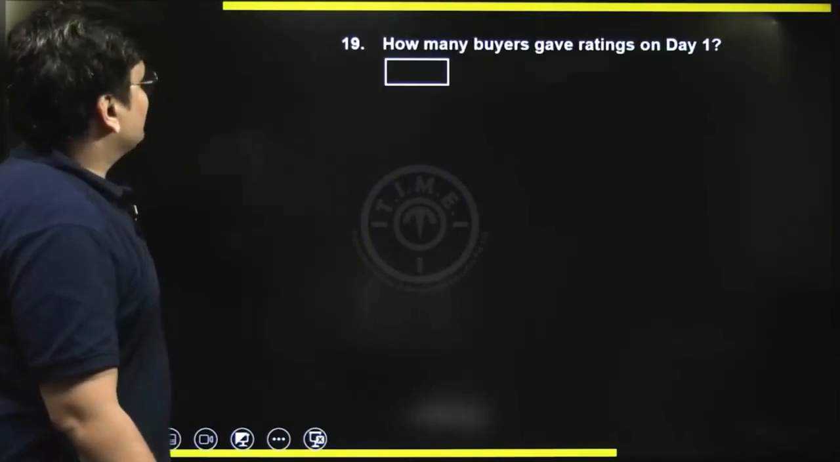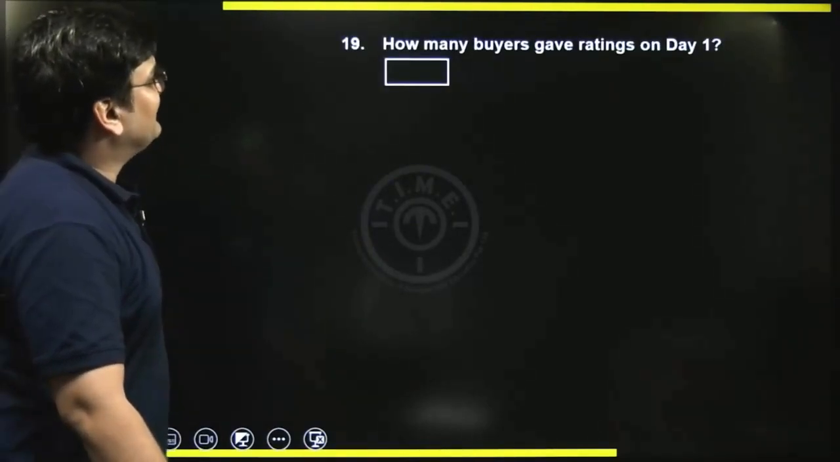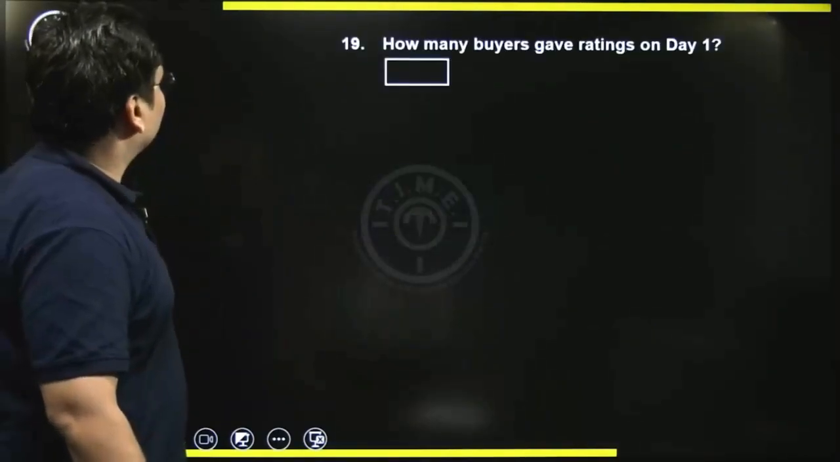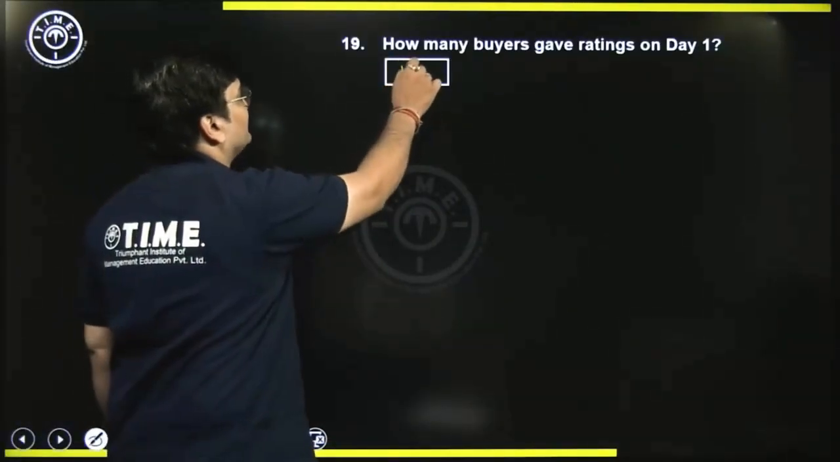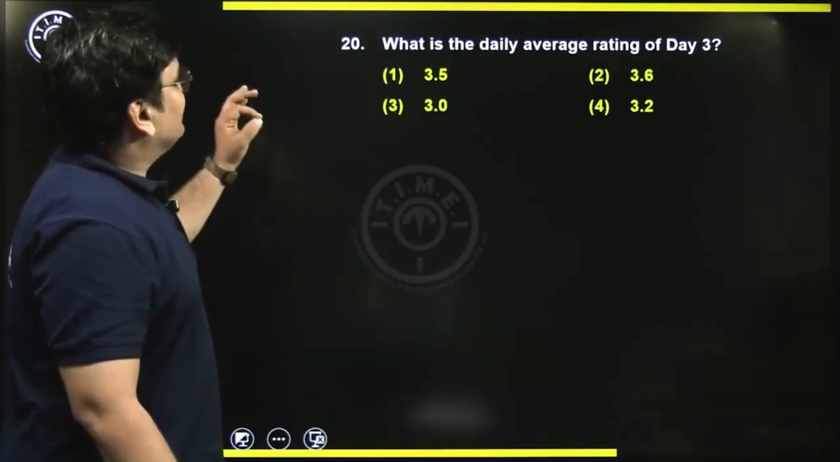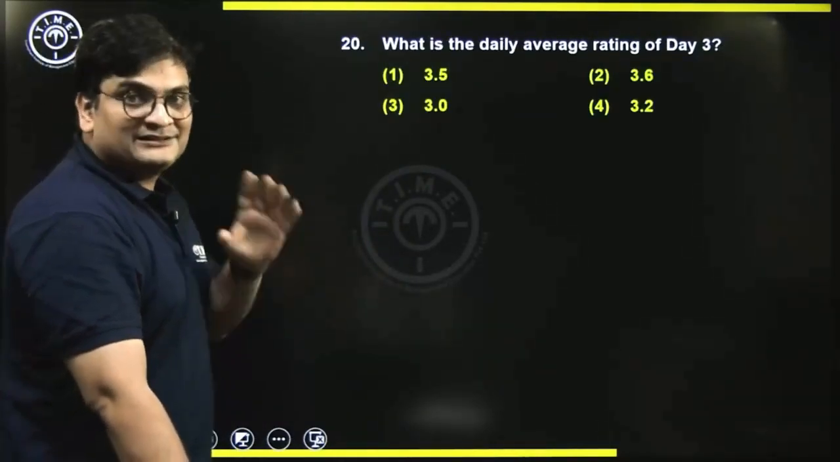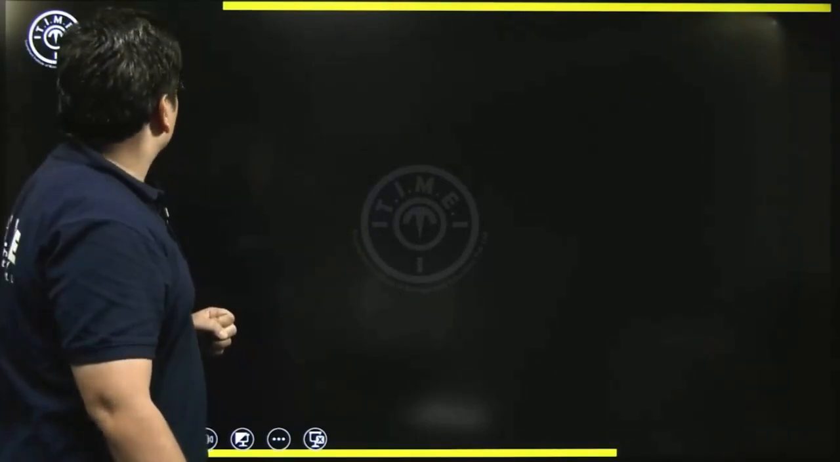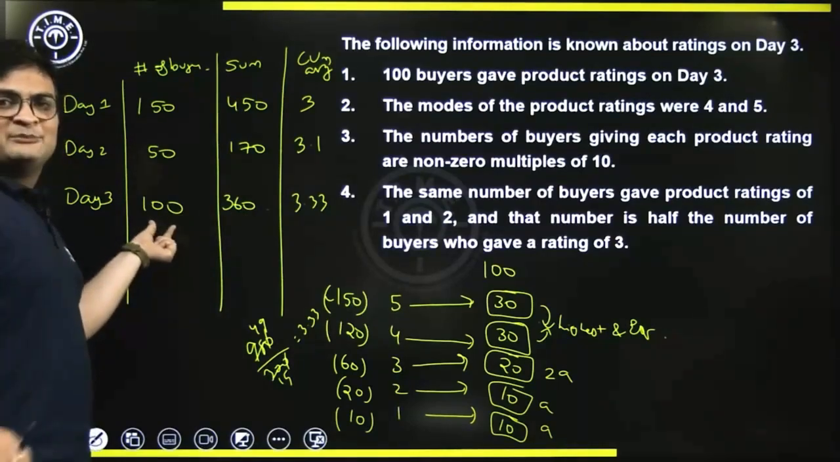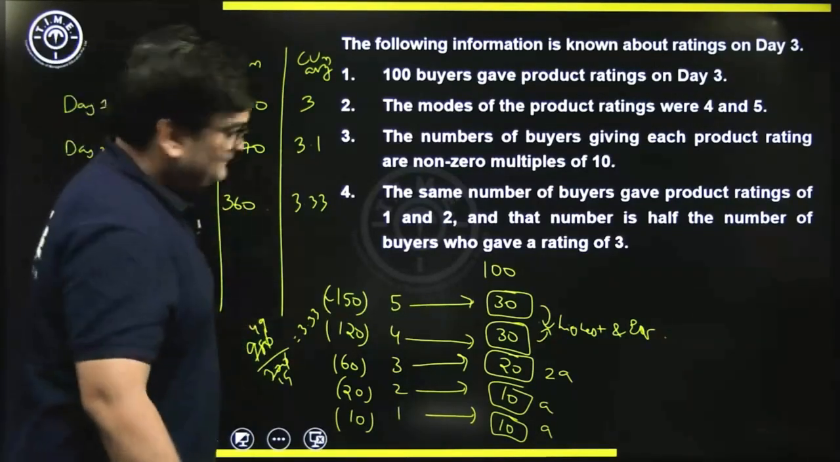Now, let us start with the questions. 19th one, how many buyers gave ratings on day 1? So, we have that value here, 150, directly from our working. What is the daily average rating of day 3 only? So, day 3, if you look at it, day 3 daily average is 360 by 100, right? Sum of the ratings by number of people giving the rating, 3.6.